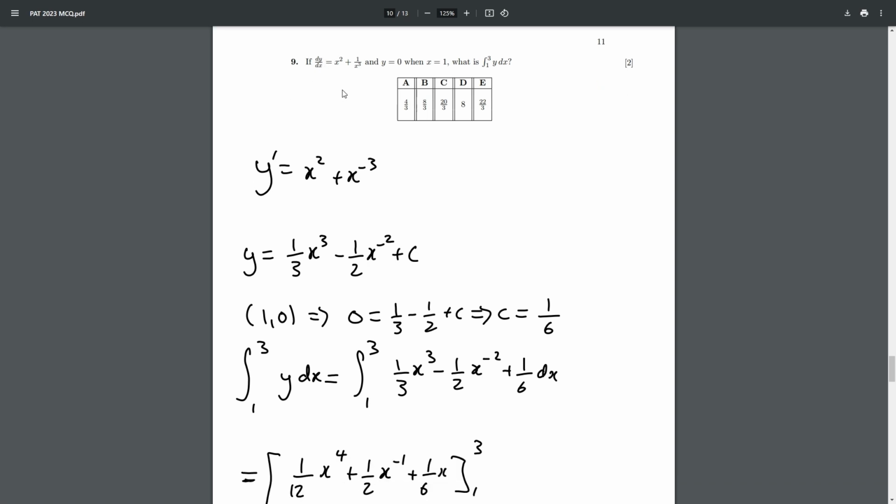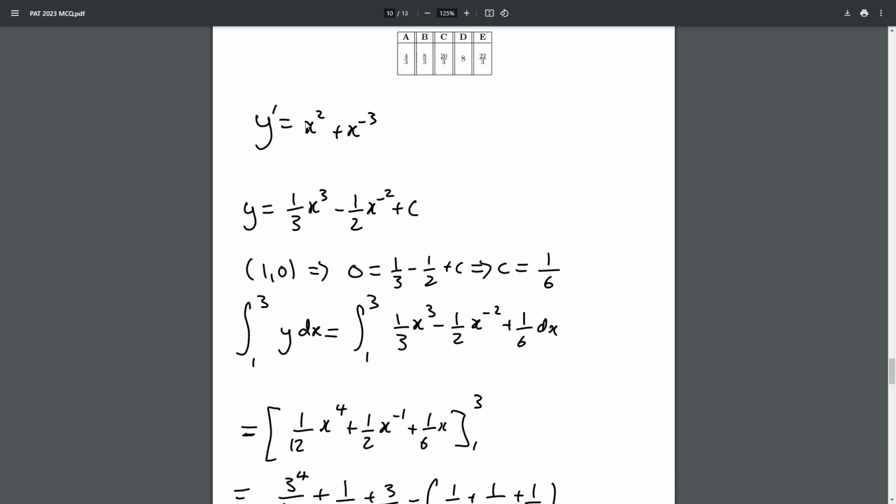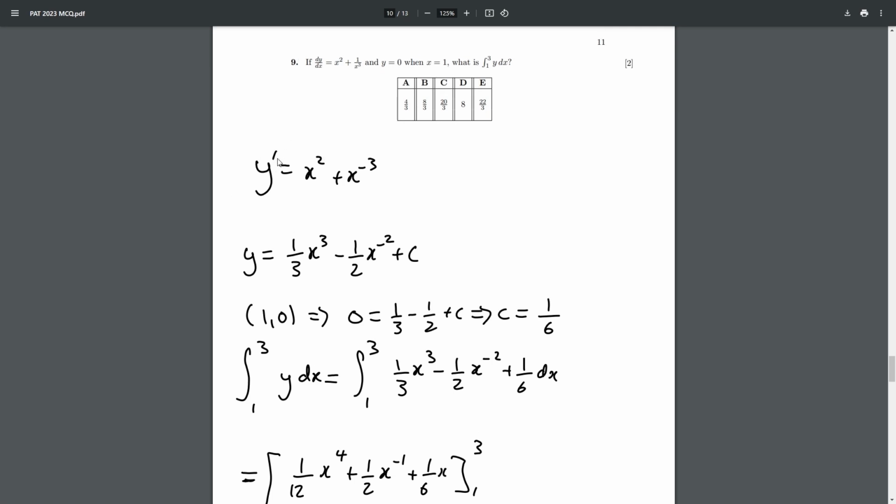Question 9. If dy over dx is x squared plus 1 over x cubed, and y equals 0 when x is 1, what is the integral between 1 and 3 of y dx? So we can say that the derivative of y with respect to x is x squared plus x to the minus 3. And then if we integrate this, we can get that y is 1 over 3 x cubed minus 1 over 2 x to the minus 2 plus c. And then we know that (1, 0) lies on this curve. So we say that 0 is 1 over 3 minus 1 over 2 plus c, which gives us c as a sixth.